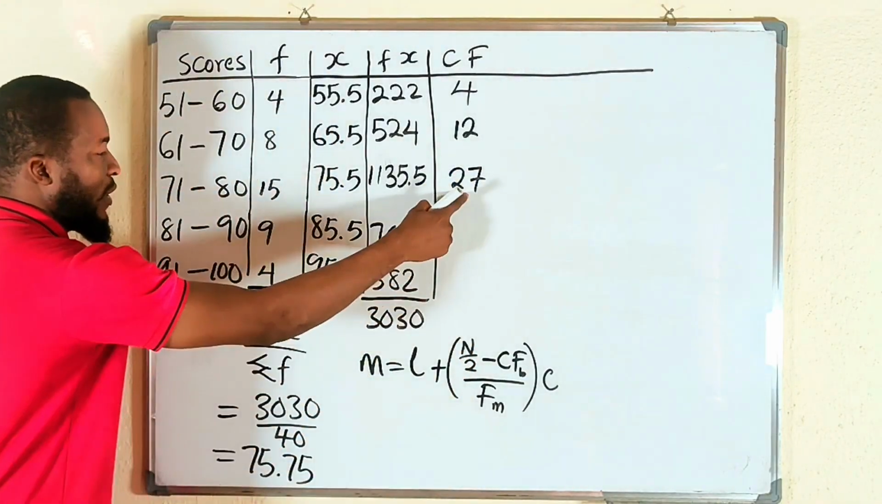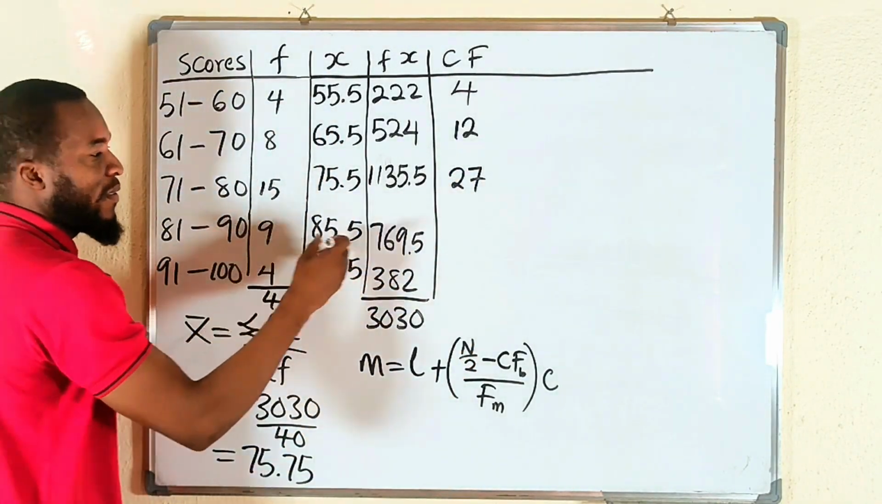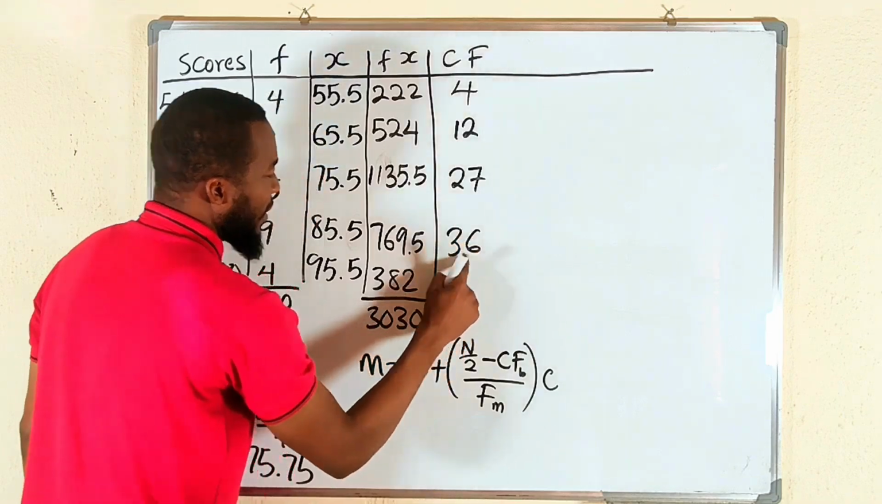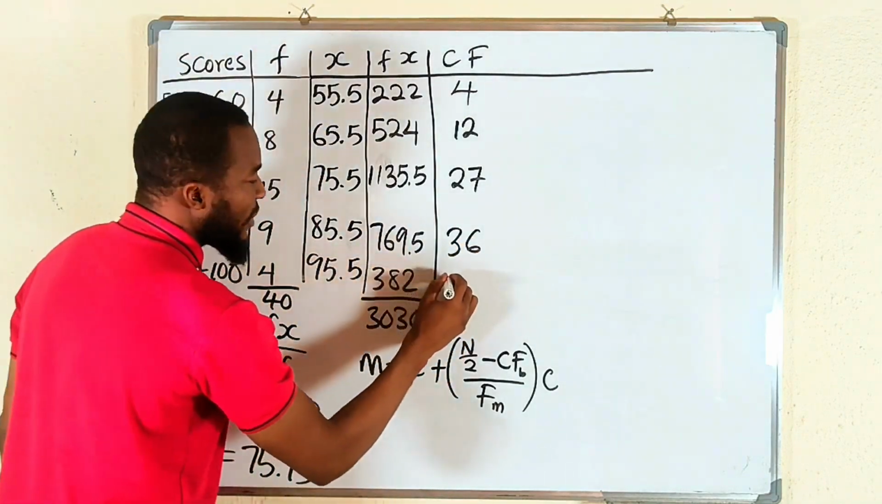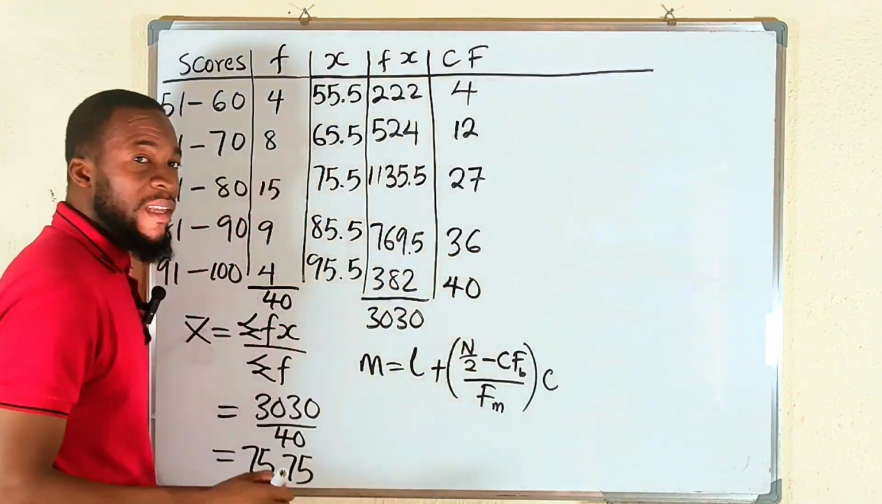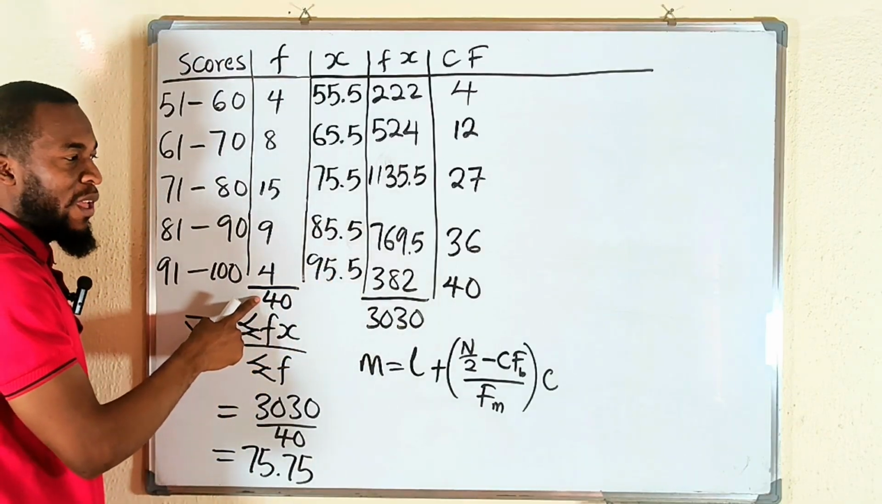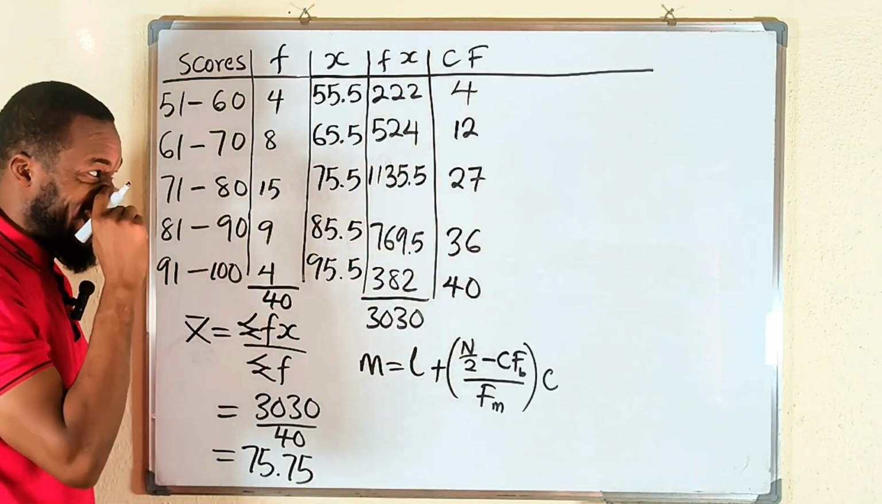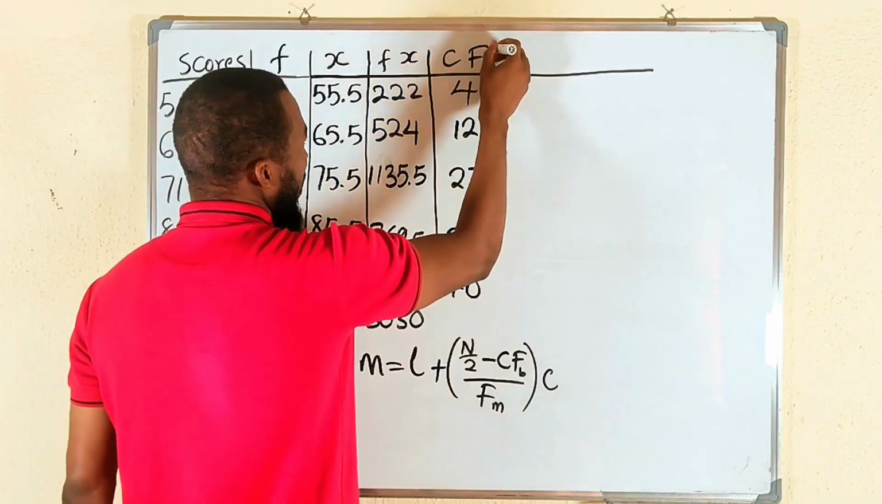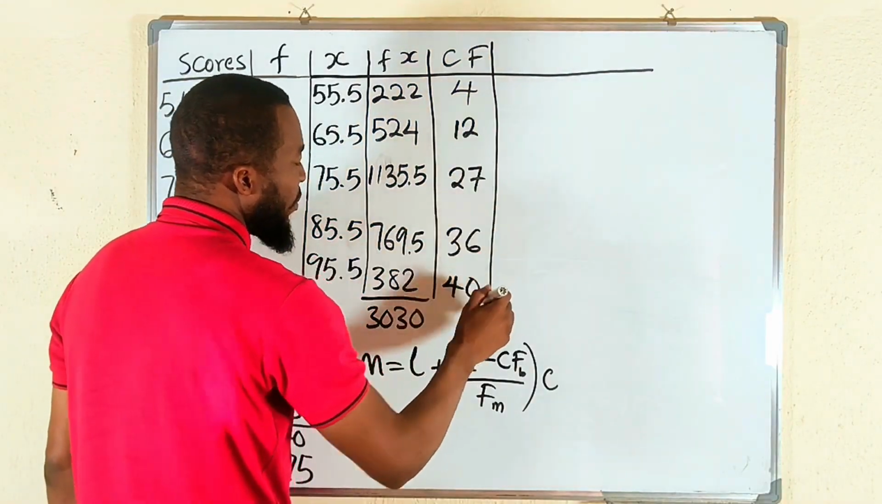27, and 27 and this one will give us 36. Then 36 plus 4 will give us 40. If you do that correctly, this 40 will always correspond to the summation of f, which means that this is correct. Then next, we need to form class boundaries.